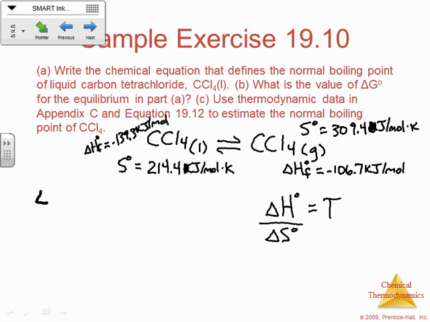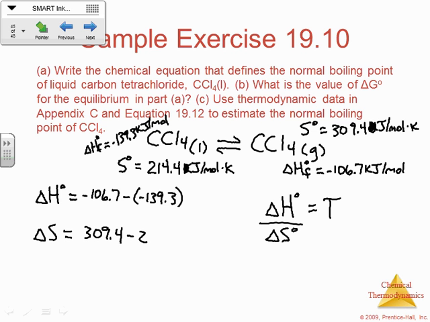So when I find my delta H here, it's going to be negative 106.7 minus a negative 139.3. And then your delta S is going to be 309.4 minus 214.4.